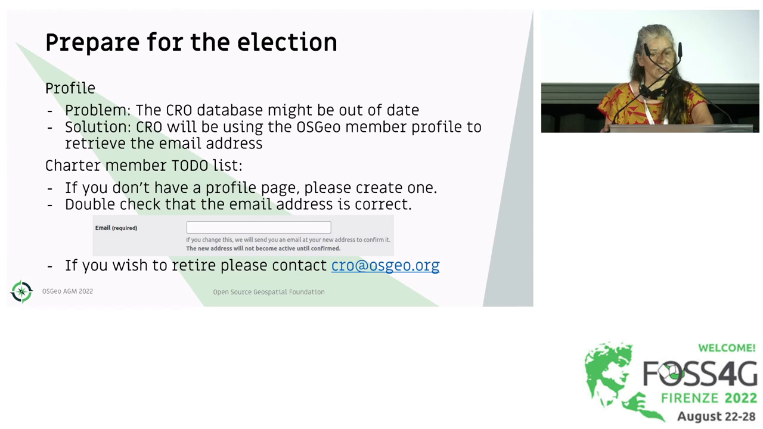Prepare for the election. We're here, the majority of us are charter members, and we want to use the database from the website, and not all of us have their profile on the website. So start spreading the word with the charter members. Hey, if you don't have your web page, create your profile. We will get the current email from the website.